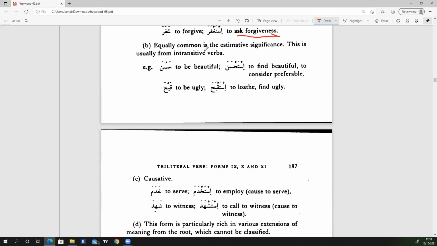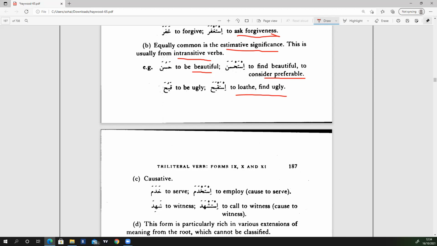Okay, equally common is the estimative significance. What does it mean? It means that you estimate it to be as such of the root, and this, he says, is usually intransitive, so it doesn't require an object. Hasuna means to be beautiful. Istahsana, to find beautiful, to consider preferable. Qabuha means to be ugly. Istaqbaha means to find ugly, to loathe.